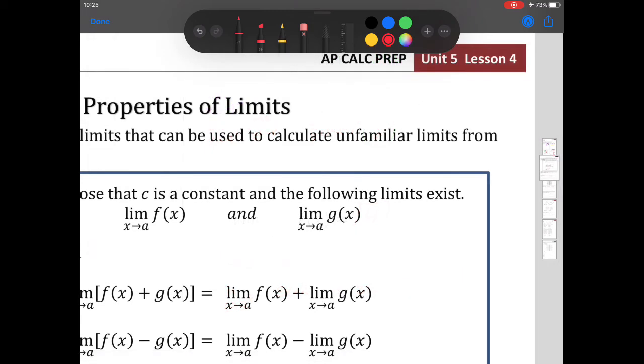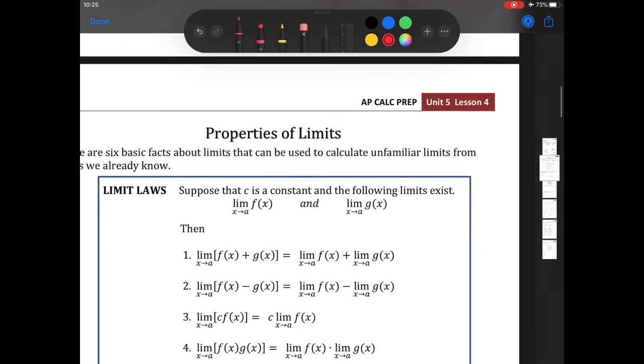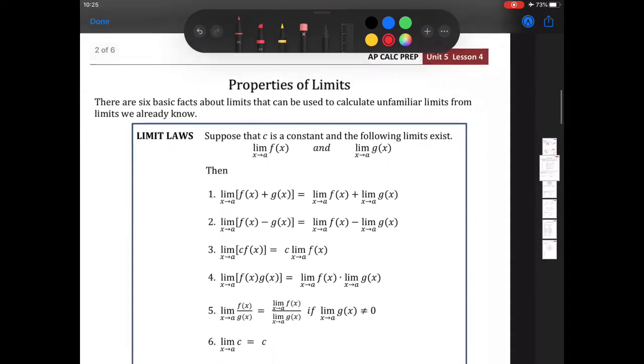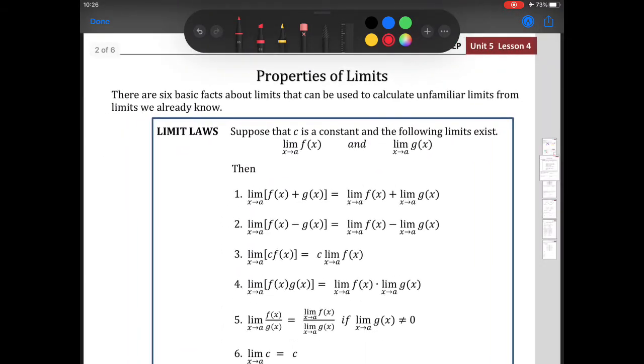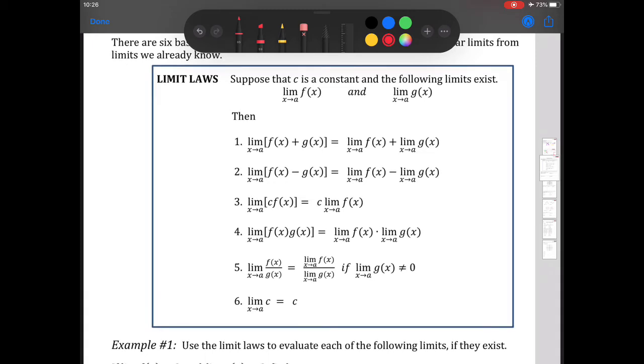The lesson today is properties of limits, and why do we need them? There are 6 basic facts about limits that can be used to calculate unfamiliar limits from limits we already know. I just want you to read through them, and then I'll summarize them real quick for you.